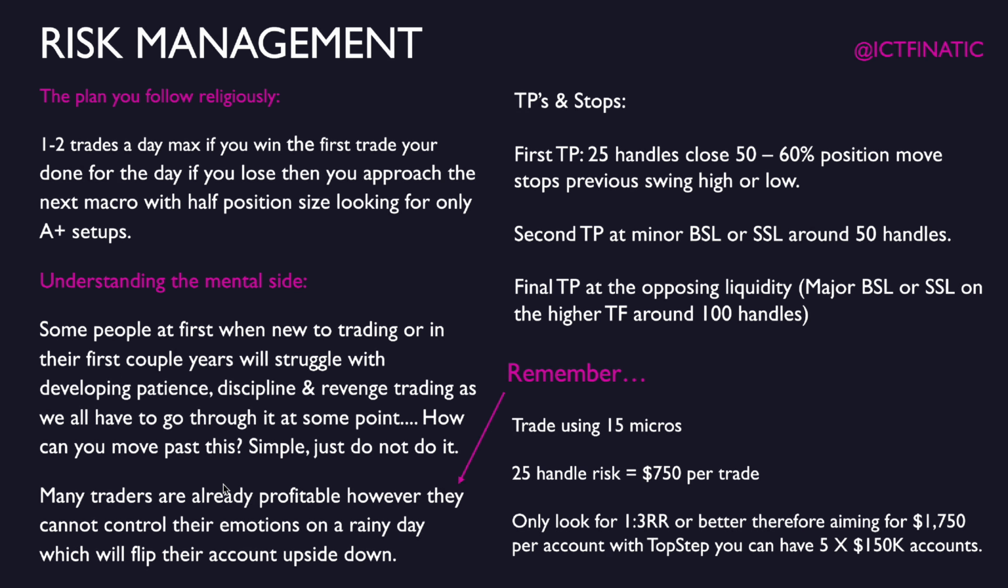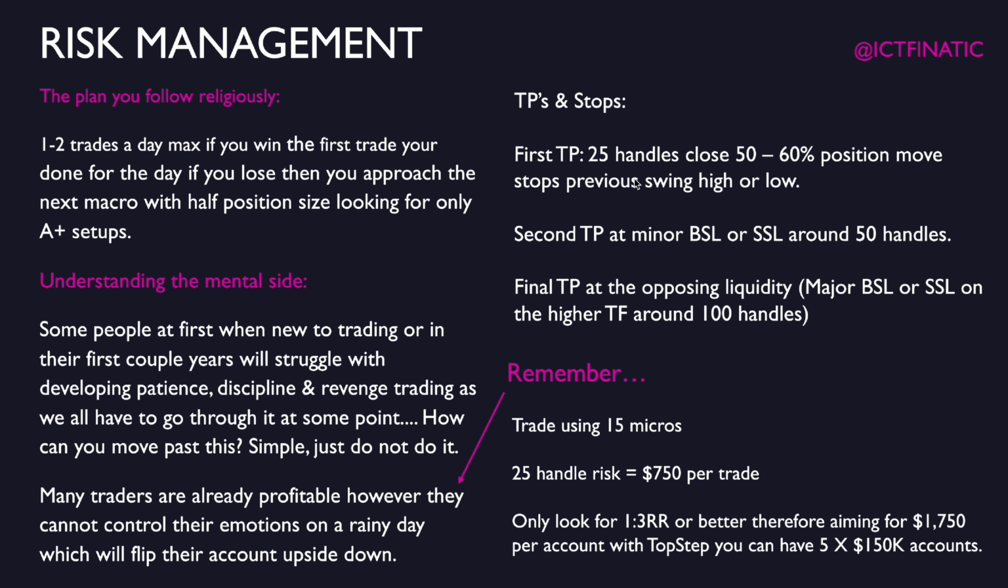Many traders are already profitable, however they just cannot control their emotions, and on a rainy day they will go all in or try pick the fast route, which is the slow route. The slow route of actually following your rules and the correct risk management, which you may think is taking forever, is actually the fast route to getting funded, paid out, and building your capital over a period of time.